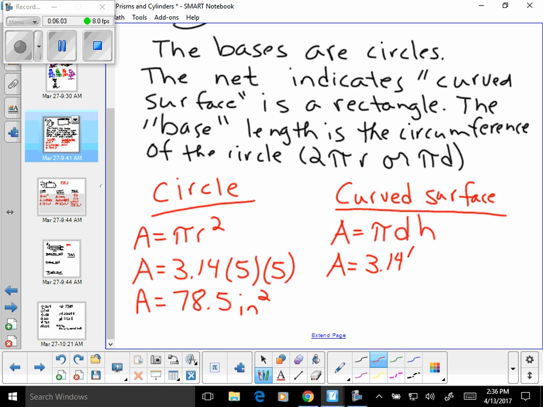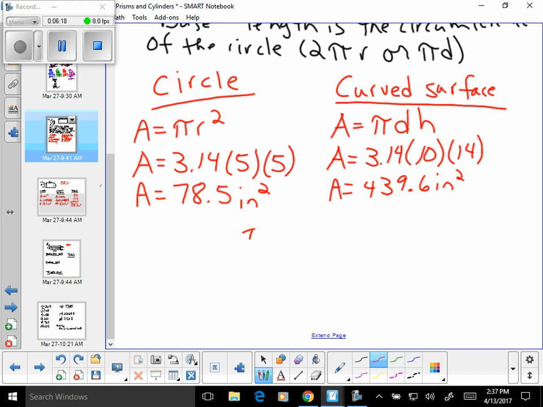Again, I'll use 3.14. They're giving me 10, and then they tell me the height is 14. So my area here is going to be 439.6 inches squared. Now I have to do a total. I'm going to take the 78.5 twice. There are two circles. Then add the 439.6. Altogether, you are going to get 596.6 inches squared.